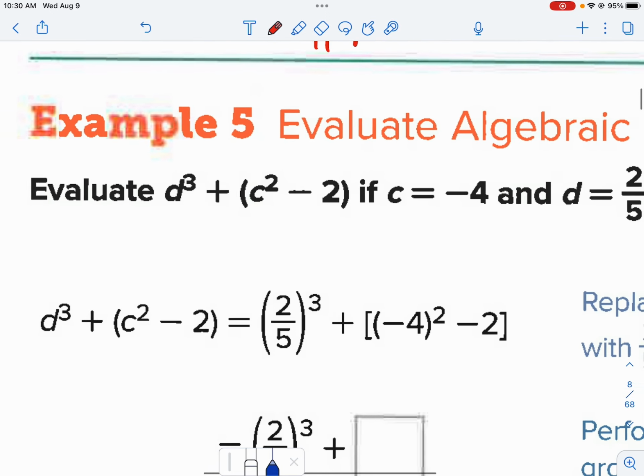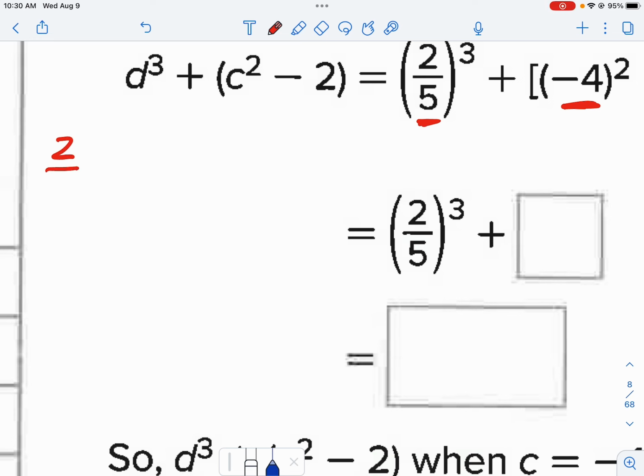So it's a little longer, but it's the same thing. You just replace. So D is 2/5, so I replace D with 2/5. C is negative 4, so I replace it with negative 4. So some of you are like, how do I multiply this? So 2/5 times 2/5 times 2/5.